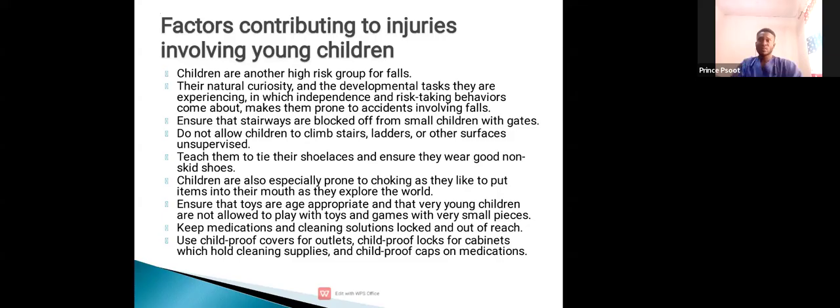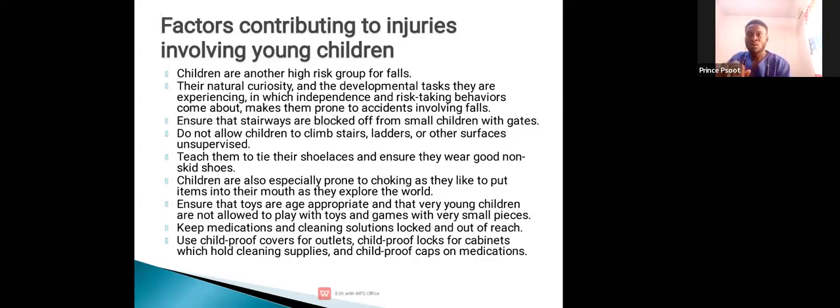Children are also especially prone to choking as they like to put items into their mouth as they try to explore the world. Ensure that toys are age appropriate and that very young children are not allowed to play with toys and games with very small pieces. Use child-proof covers for outlets and child-proof locks on cabinets.